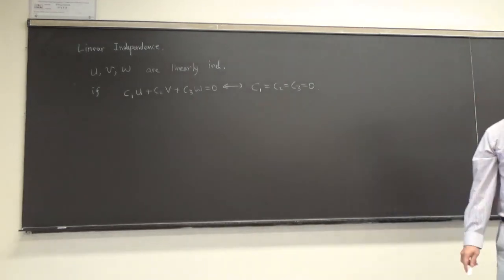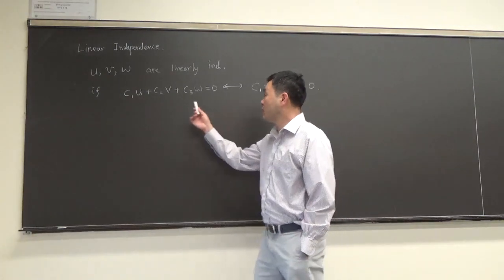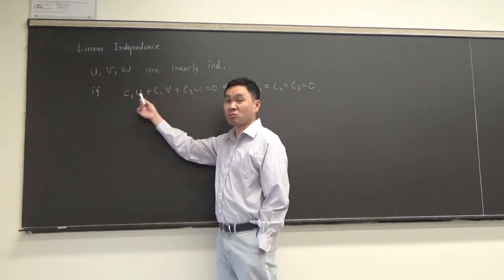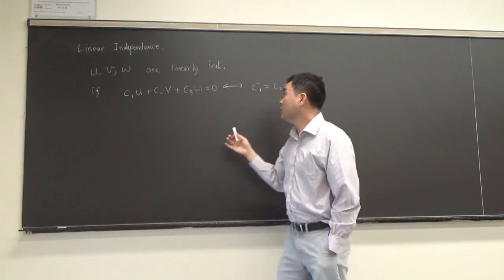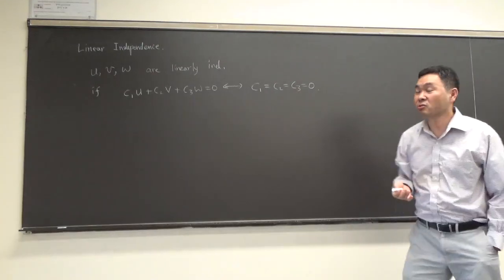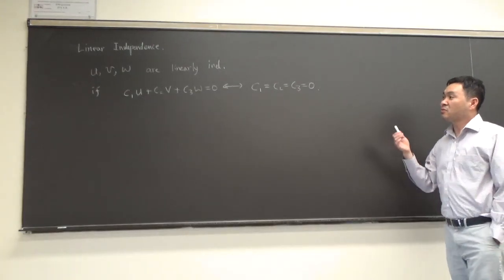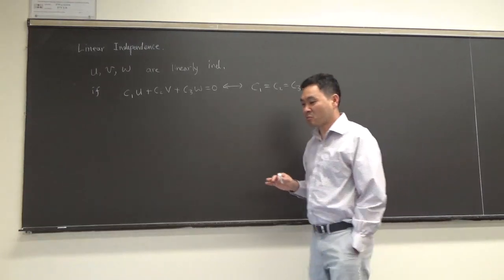Okay? The only way a linear combination of the three vectors can be the 0 vector is if all of the coefficients are 0. So that's the definition. But this definition doesn't really do justice to what it means. So let me try to explain what it means.